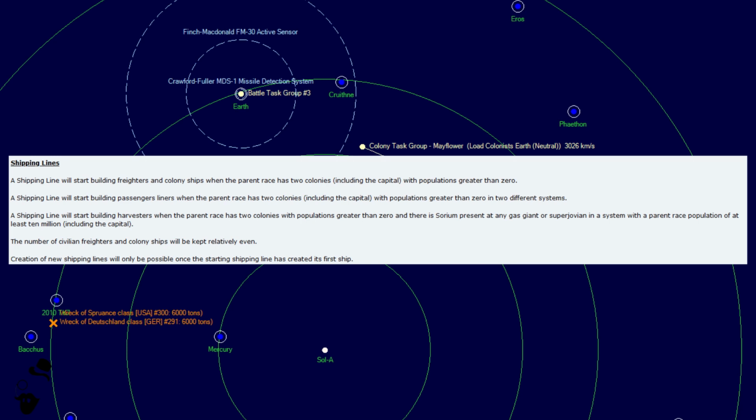You're not going to get the VB6 situation where civilians build ships that just sit idle because there's literally no work for them. Now, one little side effect is if it keeps the number of civilian freighters and colony ships relatively even, that means you're going to get a massive boom of colony ships as soon as you set up a colony in a different system.